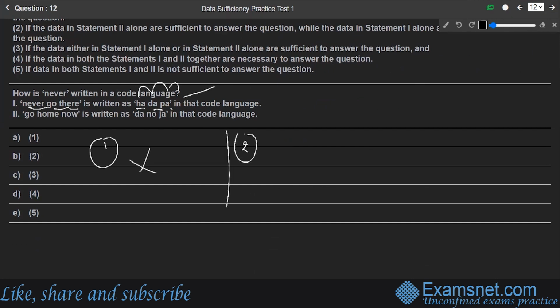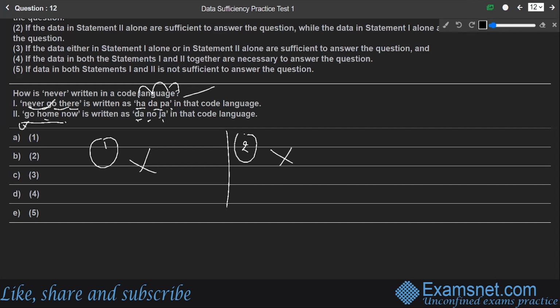If we see the second alone, go home now is written as da no ja in that code language. Can we answer how is the code of never? Never is not mentioned here, so how can we answer what the code for never is? So the second alone is not sufficient. If we combine, what's going to happen? Never go there, ha da pa, go home now. Is there anything common? Yes, go is the word common between these two. So the code of go can come, whichever is the common code is the code for go.